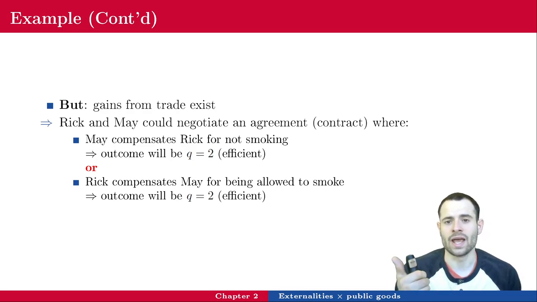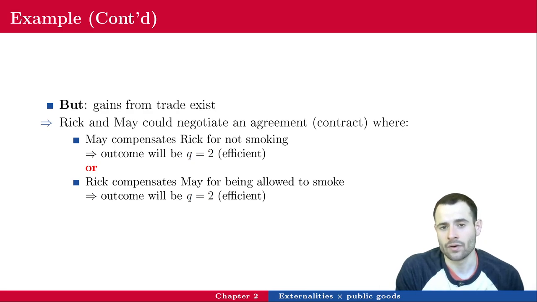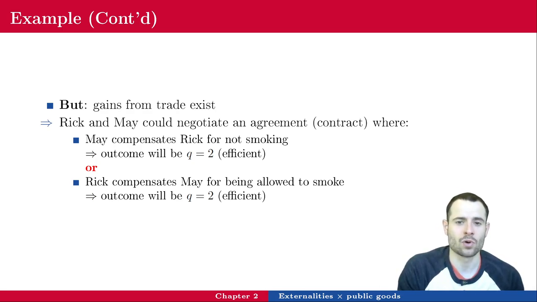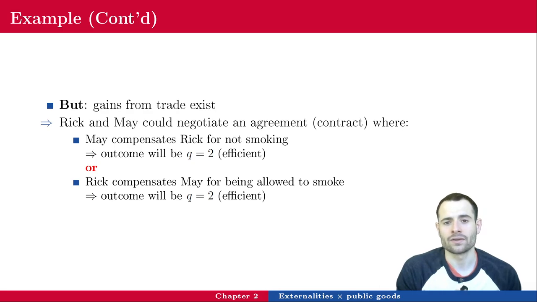So either Rick buys a cigarette and pays May to be able to smoke, which makes each cigarette more expensive to consume, because not only does Rick need to pay for the cigarettes, but also he needs to pay May to be allowed to smoke. The other way is, Rick could have his cigarettes with him, but he might accept to give up some cigarettes if he gets paid for it. May will not pay Rick to smoke zero cigarettes, because that might be too expensive for May. Rather, May will pay some amount in the middle, so that Rick, instead of smoking four packs of cigarettes, will only smoke two.